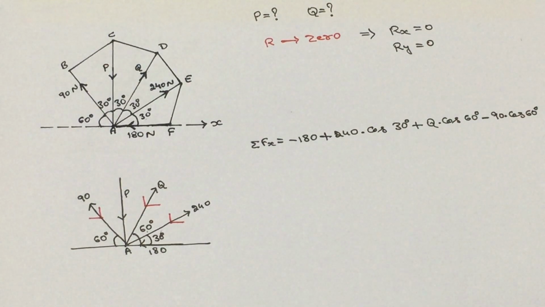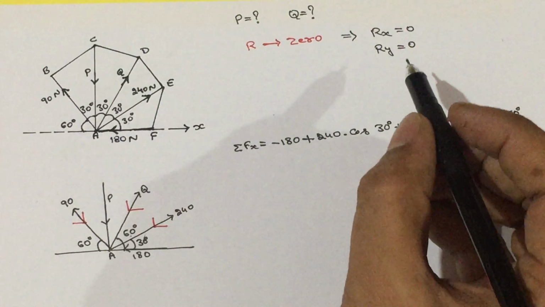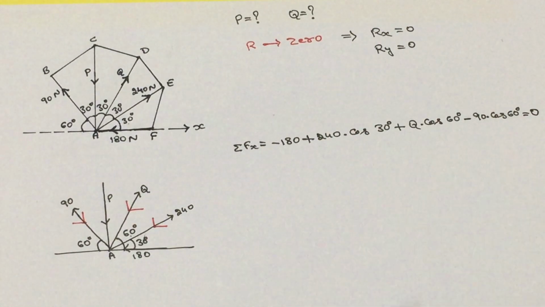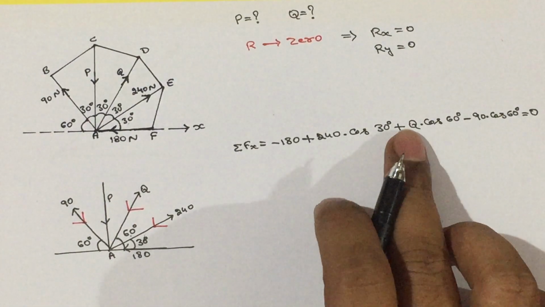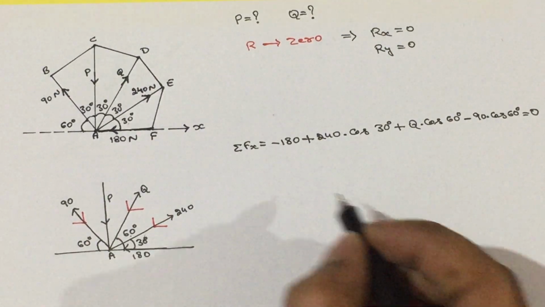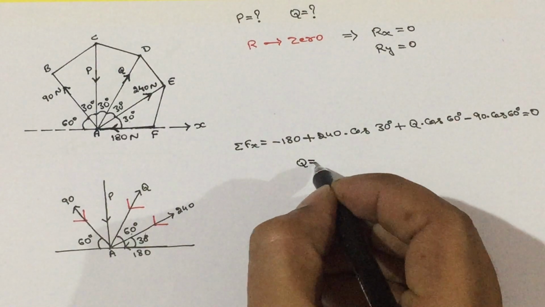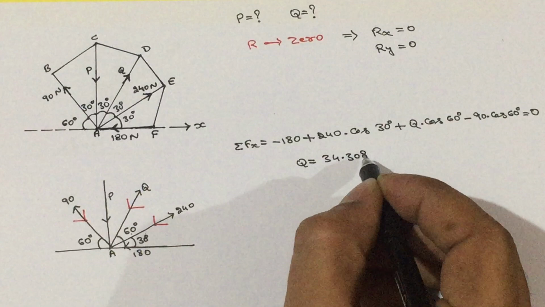Then this sigma Fx should be equal to Rx, that should be equal to 0. So, substitute in this whole equation, the unknown is Q. If you solve it, you are going to get the value of Q. So, you will get the Q value as 34.308 Newton.